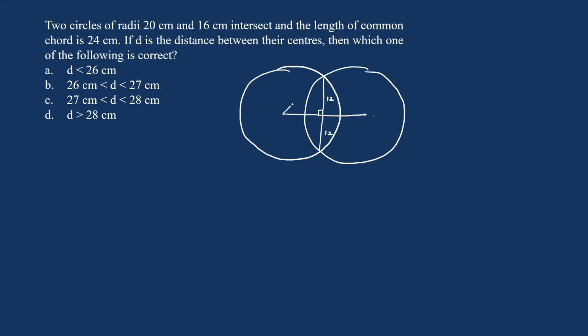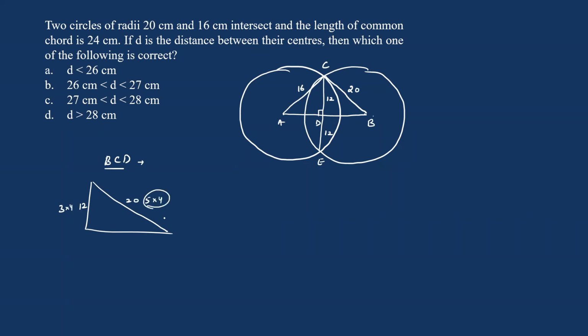Now the next easier part is, let's join the radii. Let's say one of the radii is 20 and one of the radii is 16. Now if you look at, let's say I name the triangles A, B, C, D and E. So in triangle BCD, you see it's a right angle triangle. This is 12, this is 20. So can I say this is 3 into 4? This is 5 into 4. So this base will become how much, guys? 4 into 4, which is DB. So DB is equal to 16.